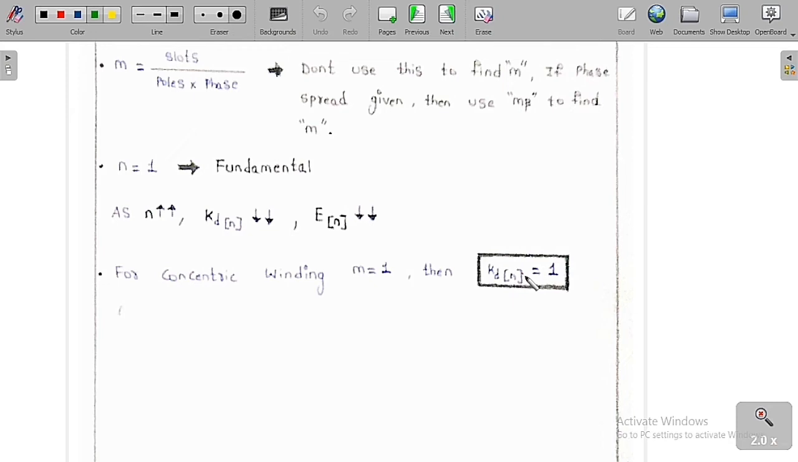Always use the distributed winding. So, always use the distributed winding. Therefore, we can eliminate the harmonics, whatever we don't want, and then we are going to get a pure sinusoidal waveform.